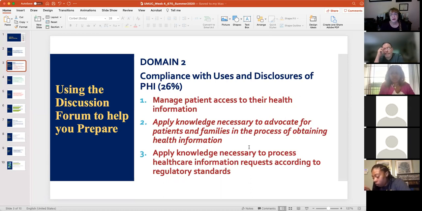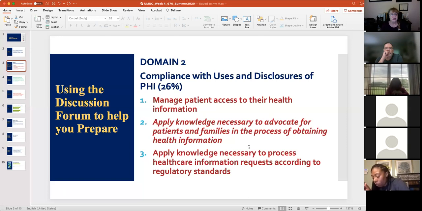Apply knowledge necessary to advocate for patients and families in the process of obtaining health information. So that to me says helping patients and their families understand HIPAA rules and regulations, and most importantly, understanding the release of information form that must be completed and signed by the patient or the patient's guardian or surrogate. Okay.